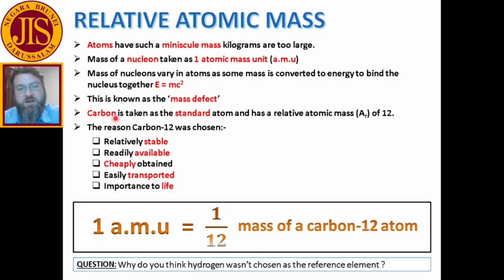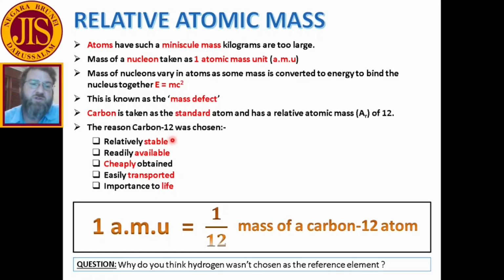So take it for granted that nucleons have different masses depending on which atom they're in. Carbon has to be taken as a standard. What we say is that 1/12 the mass of carbon, because it has 12 nucleons, 6 protons and 6 neutrons in its most common isotope, carbon-12, if we divide that by 12, we end up with the official value of what an atomic mass unit is. So it's a standard, it's carbon.